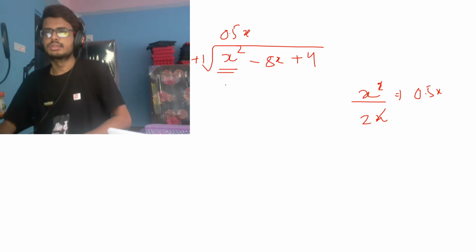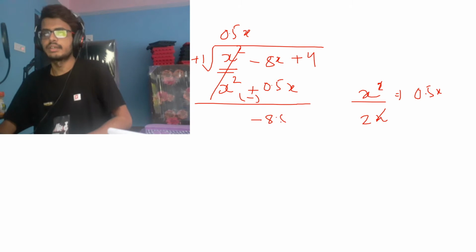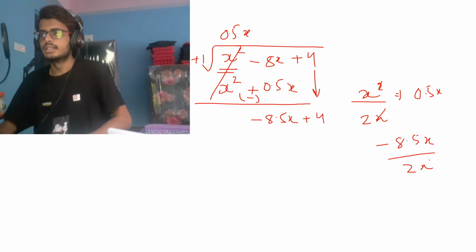So 0.5x into 2x is x square, because 0.5 into 2 is 1, x into x is x square. So you got this. The remaining you don't need to care about. Just get it to 0. This will be negative, so negative will be minus 8.5x plus 4, bring the 4 down. Now what multiplied by 2x will give you minus 8.5x? So again minus 8.5x divided by 2x. The x cancels, so it is negative of 4.25.